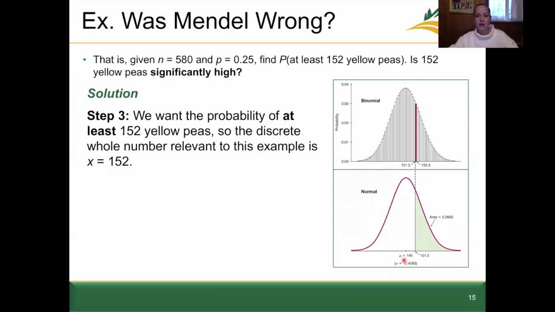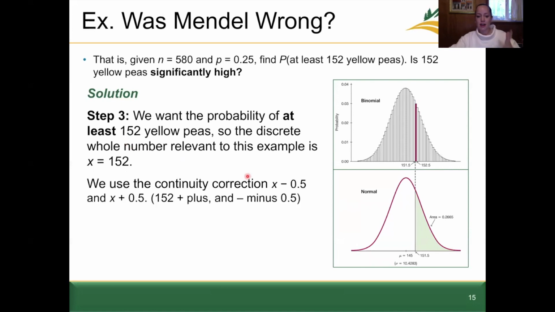Then we need to think about the question at hand. So we want the probability of at least 152 yellow peas. Because we know our x value is 152, we apply the continuity correction. To do that, we take our x value minus 0.5 and our x value plus 0.5. That is 152 minus 0.5 and 152 plus 0.5.